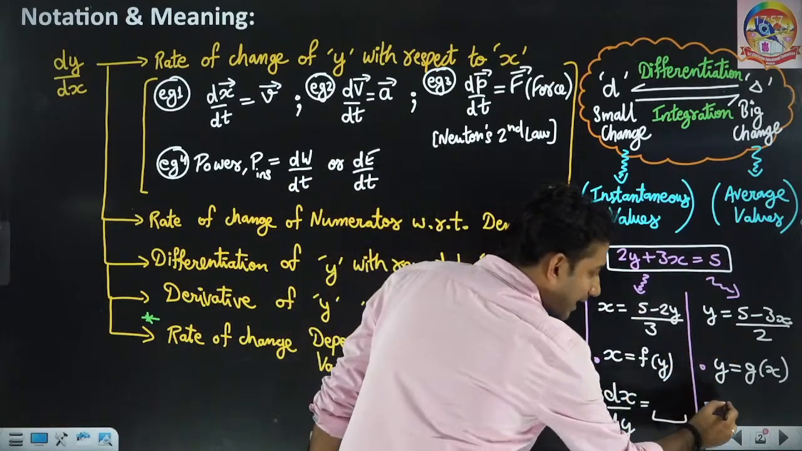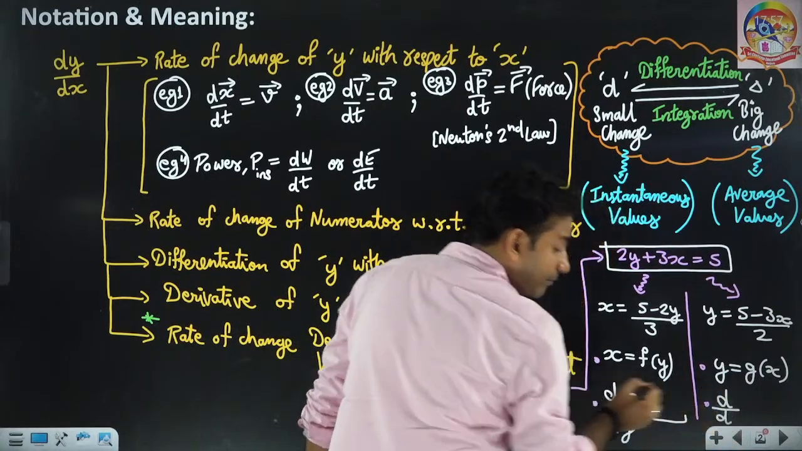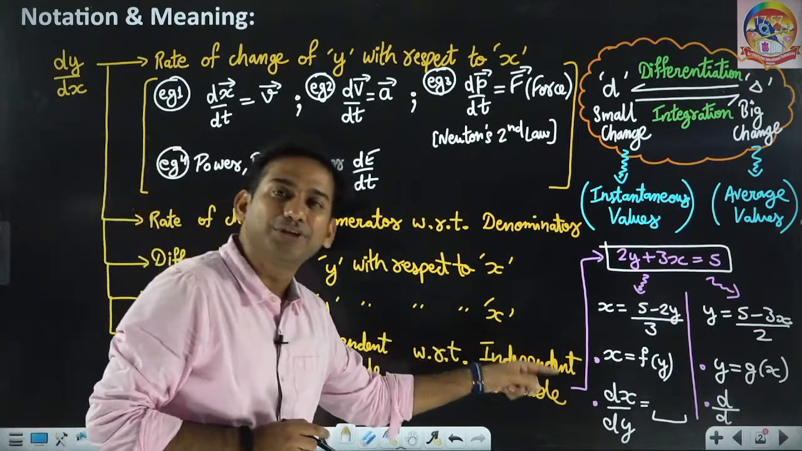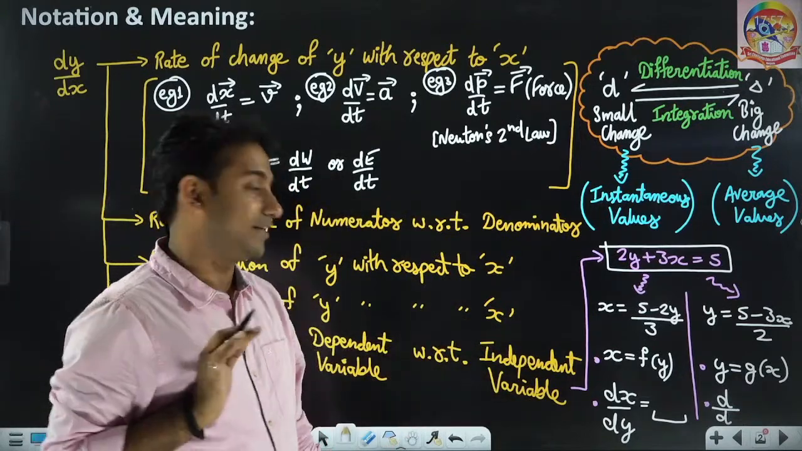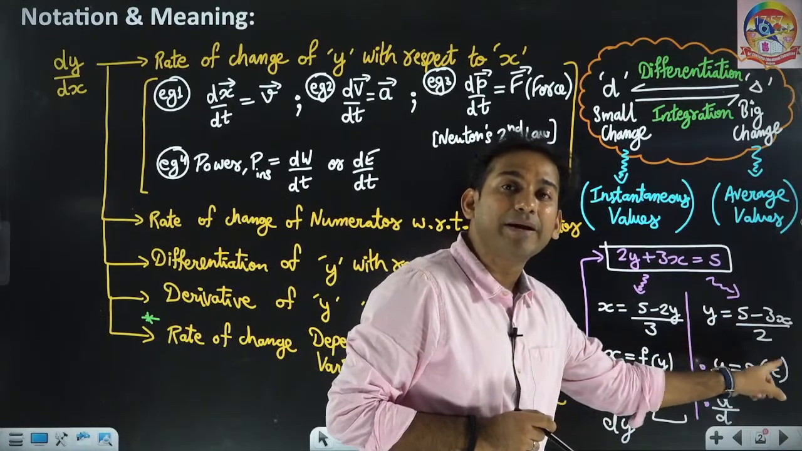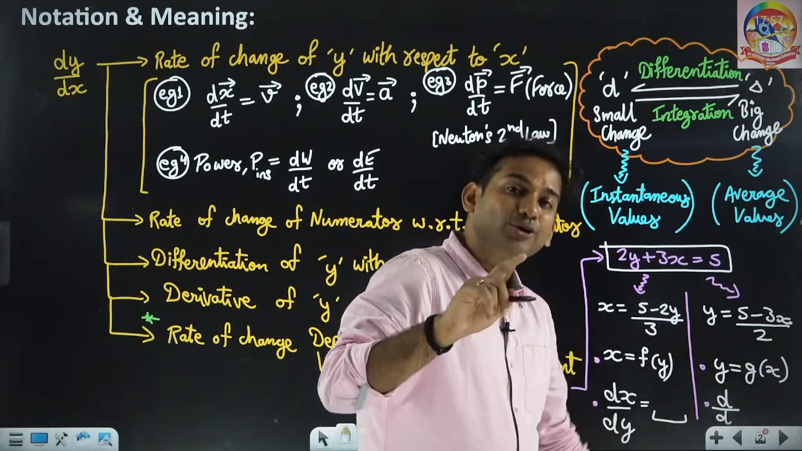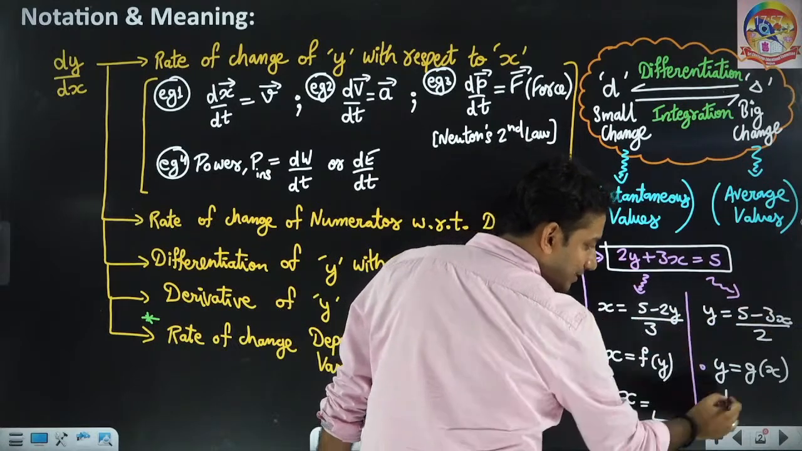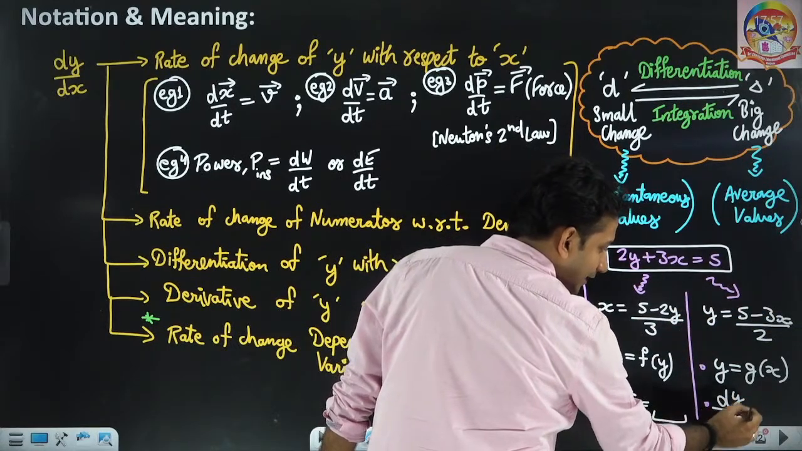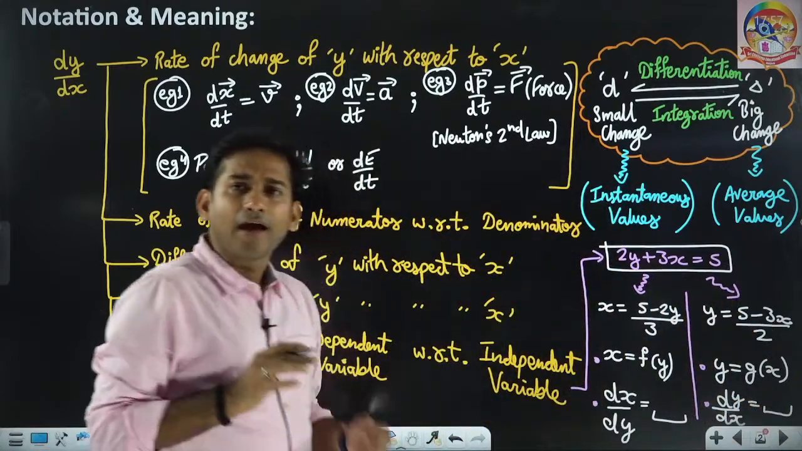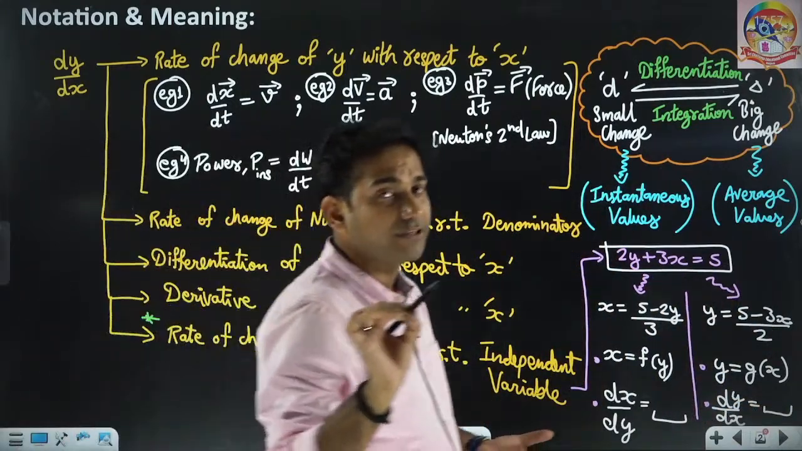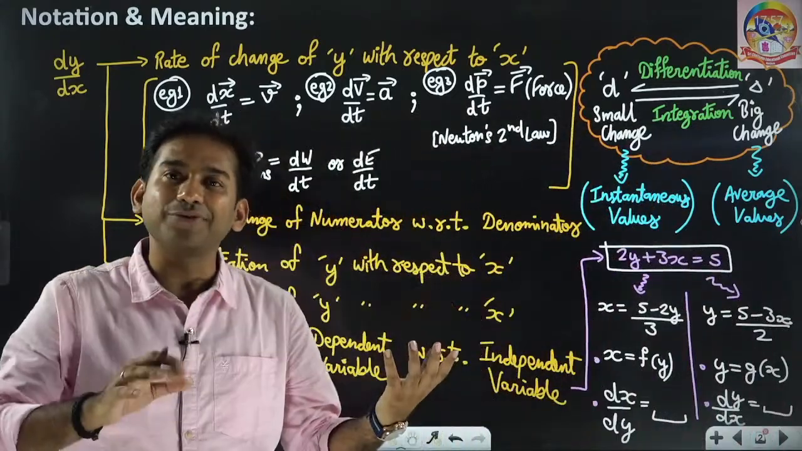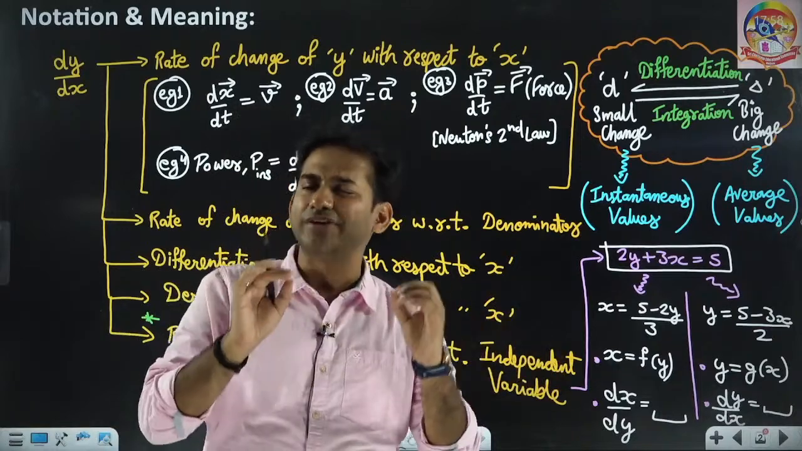And you can write d by d, but remember what I told you: the numerator should be the dependent variable, with respect to the denominator, which should be the independent variable. Who is independent? x. And who is dependent? y, because y depends on x. So it will be dy by dx, and that can be calculated. How it can be calculated? Again I am repeating, beta, how to do differentiation and when to do it, we are going to learn. That is very easy.